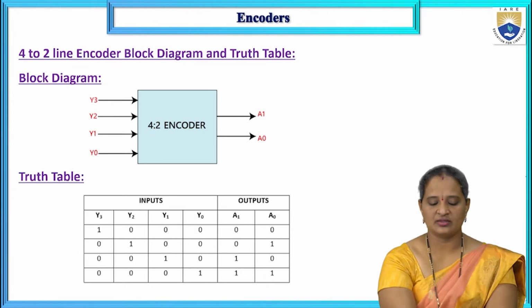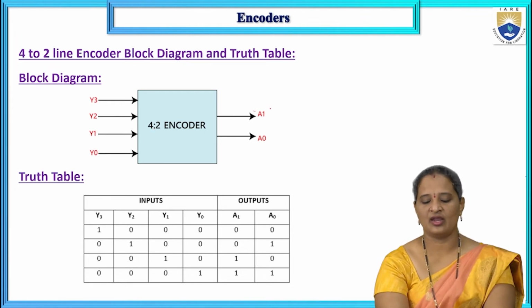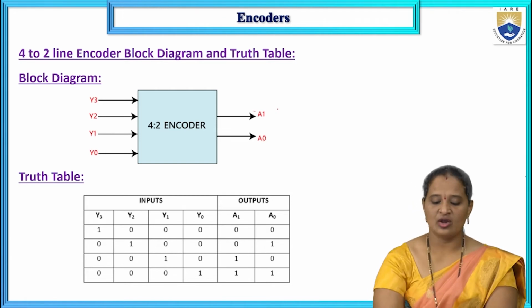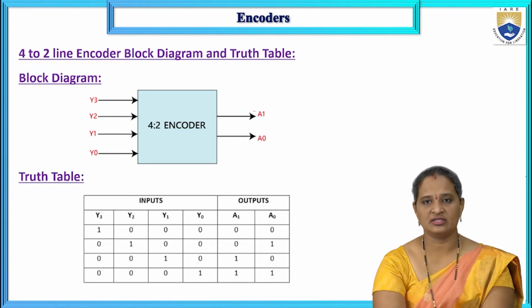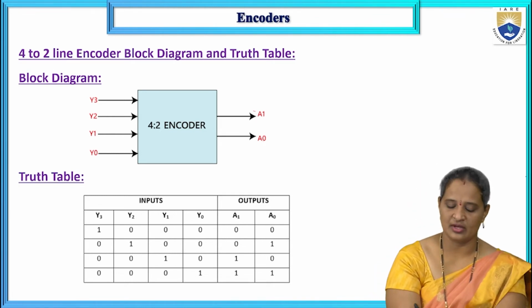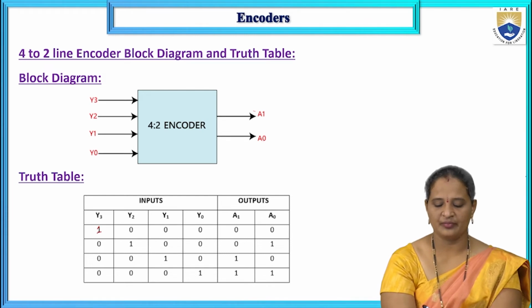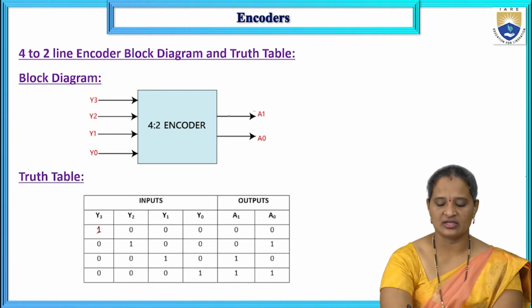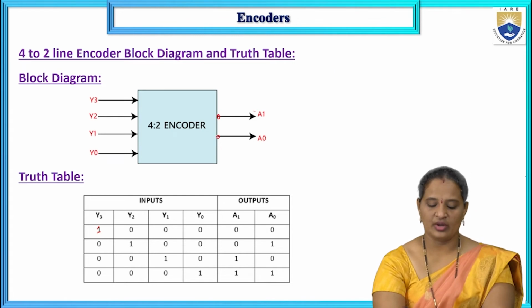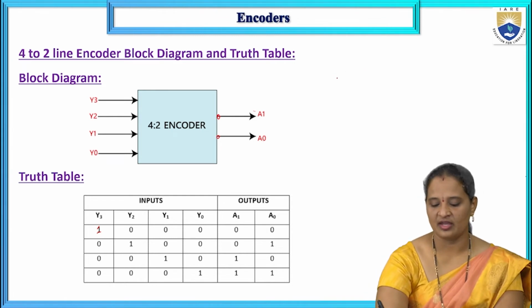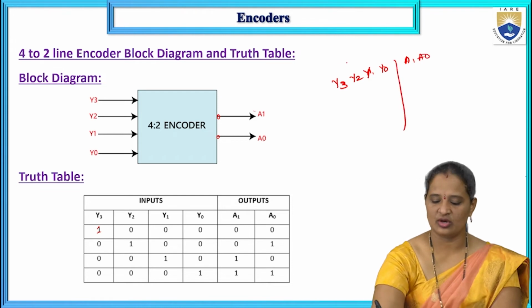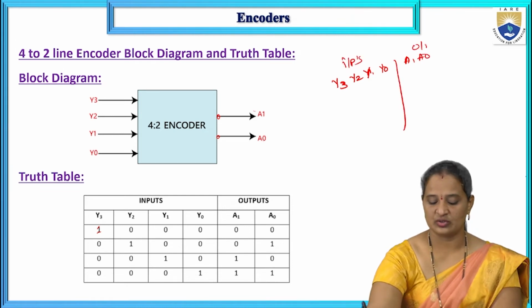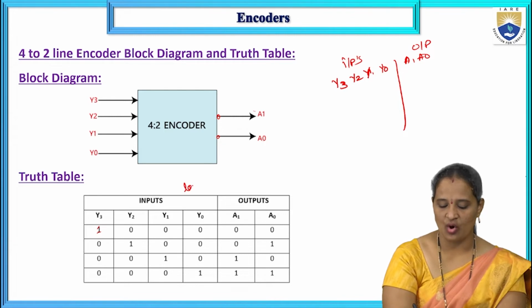So 4 input lines, Y0, Y1, Y2, Y3, and A0, A1 are the output lines. Now let us see the truth table here. As I told you, at any instant of time, any one of the input lines is enabled. So let us consider Y3 is enabled. These are actually considered to be active low. If you consider these as active high inputs, then Y3, Y2, Y1, Y0 are the inputs and A1, A0 are the outputs, and these are for active low outputs.